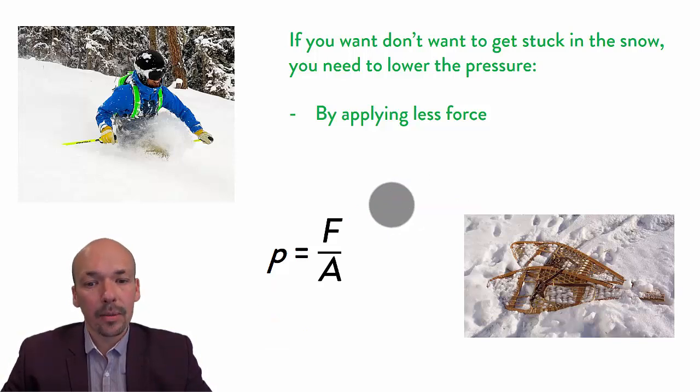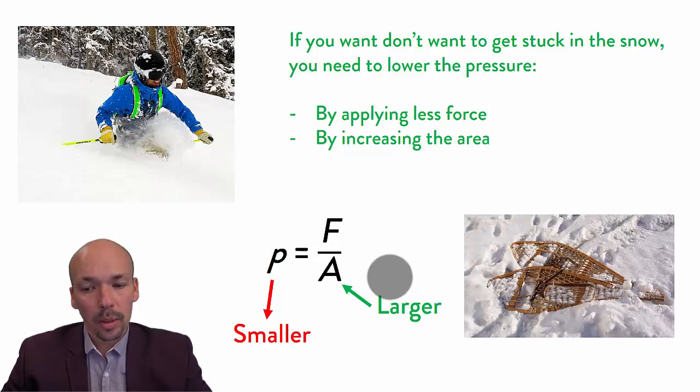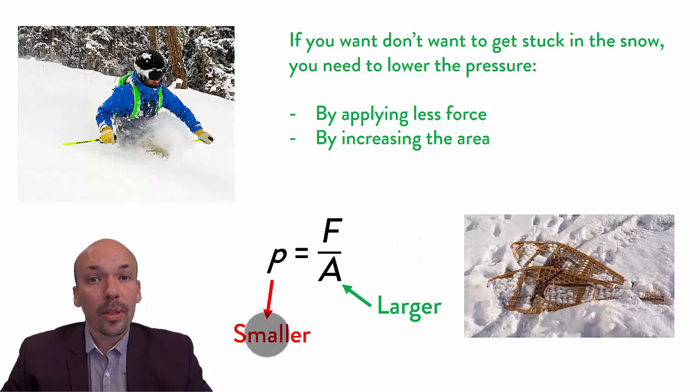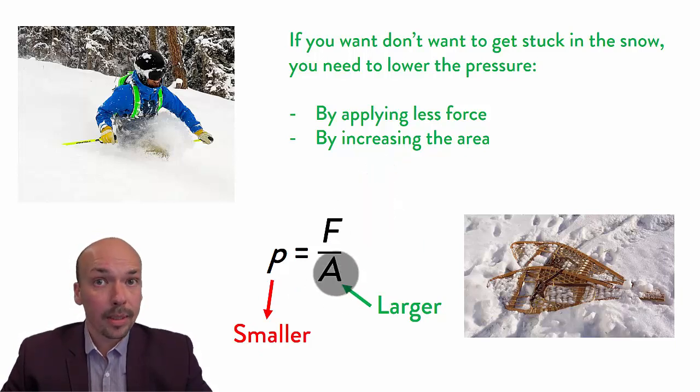And the second thing you can do is increase the area. So you can increase the area and then the pressure will also become smaller, and you can do that with snow boots. They have a very large area, so the pressure becomes smaller so you don't sink into the snow. So that's the way how you can lower pressure, by either increasing the area or lowering the force.